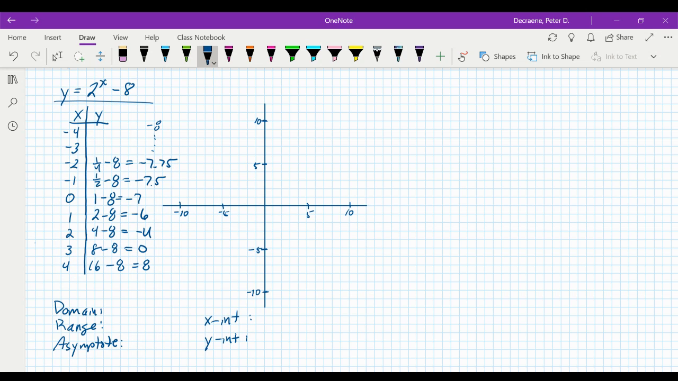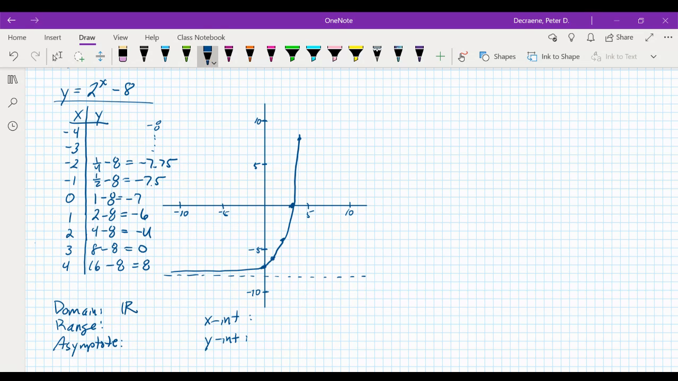If I start plotting these points, I've got 0, negative 7, 1, negative 6, 2, negative 4, 3, 0, and 4, 8 is way up there. And you notice they get closer and closer to y equals negative 8, so that's my asymptote. So the graph looks something like that. It goes through that point there.